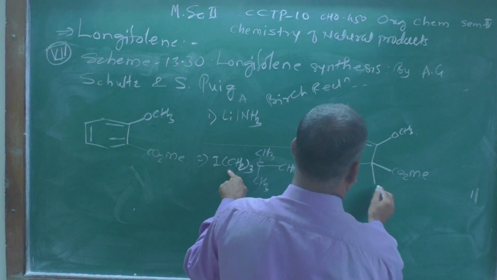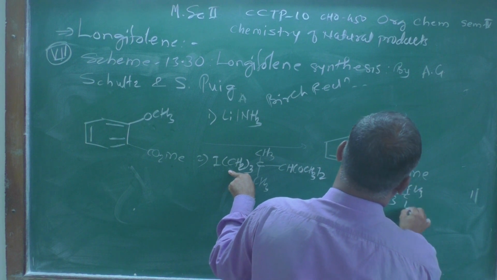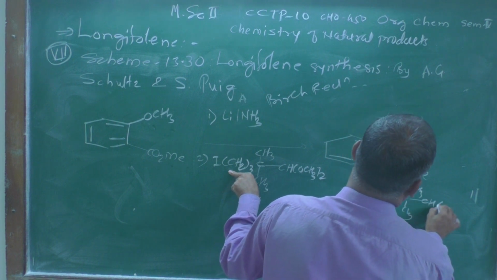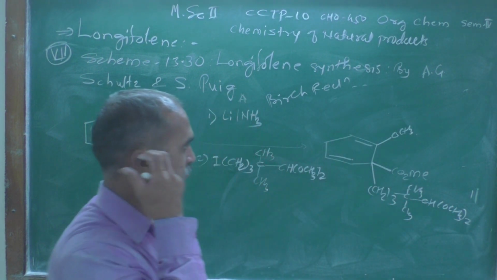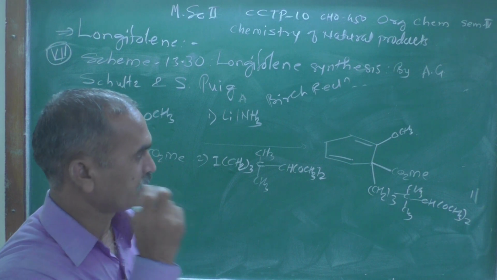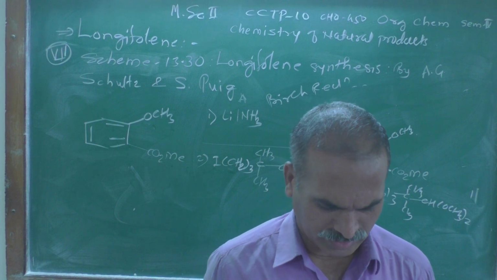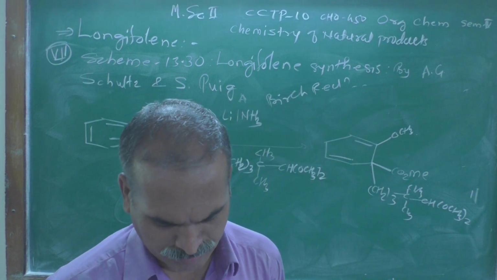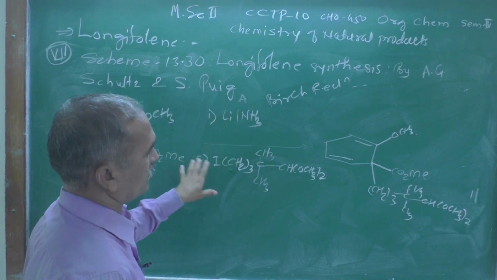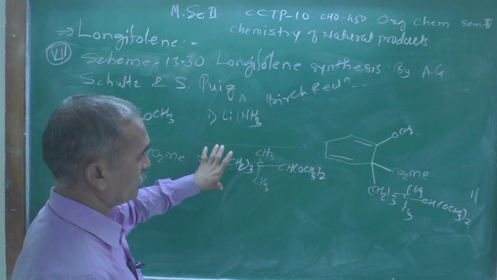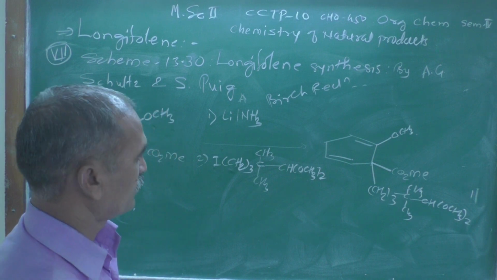Here you can write CH2 thrice C, CH3, then CHO, CH3, then twice. This is the compound which we got after adding these reagents together with this. So this is the compound which we got over here. Look here, this is the Birch reduction. After the Birch reduction, it is treated with this. We got this type of compound. And now let us add the next reagents.